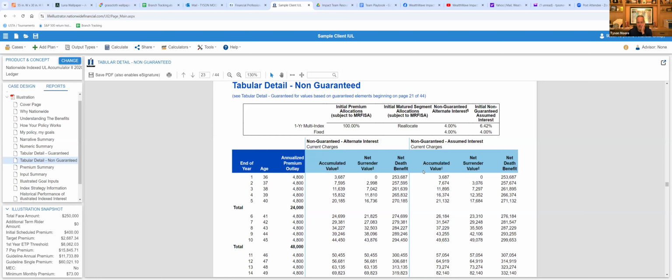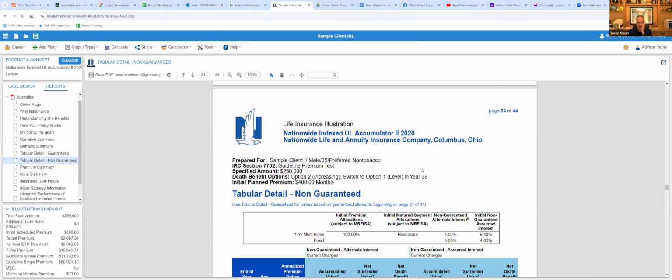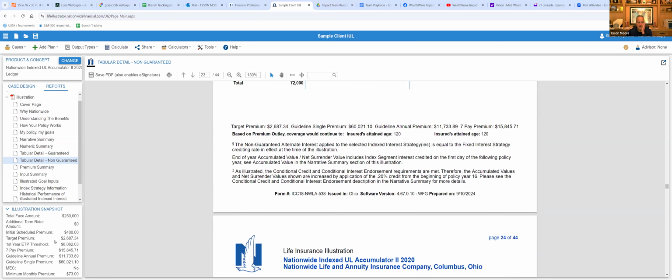So first of all, without doing any customization, we're looking to see, is this a viable policy? Well, if you look down here at the bottom left, target premium is $2,600 a year. We're putting in $4,800 a year. So we're looking good there. The minimum is only $73 a month. So this is a well-funded policy. Obviously, we could put up to, it looks like, $11,700 a year. So obviously a lot more room to grow. But there's a couple things I want to look at here.